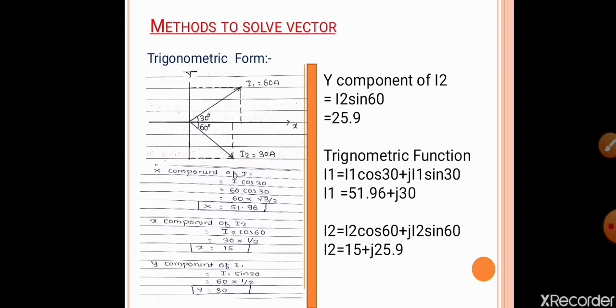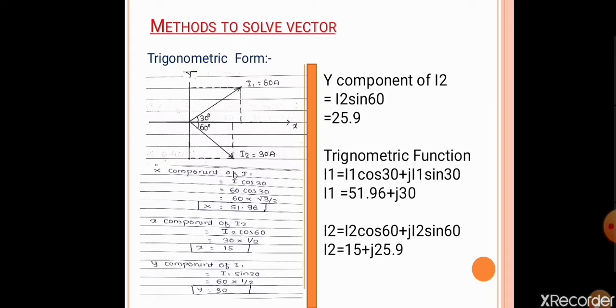When you resolve into the horizontal component, you have to multiply the I1 current with cos angle, whereas when you resolve into the y component, you have to multiply with sine angle. Therefore the x component of I1 equals I1 cos 30, that is 60 cos 30, 60 into root 3 by 2, so x equals 51.96. Next, x component of I2 equals I2 into cos 60, so 30 into 1 by 2 gives x equal to 15.